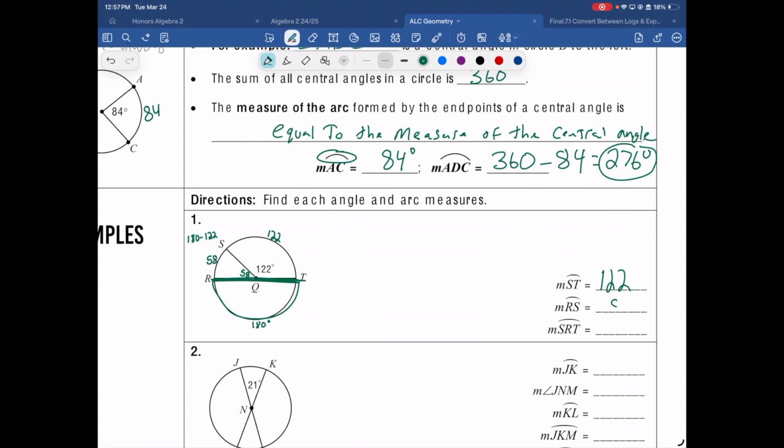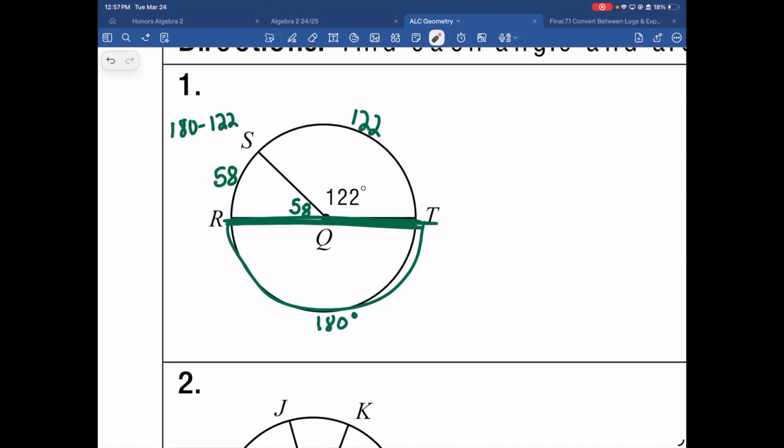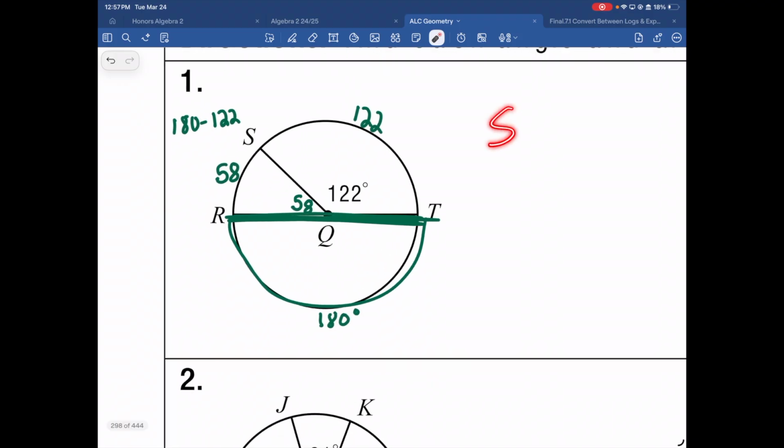RS is 58. SRT. So here's S, and this is where these get a little confusing, and that's why I like to do these. It's SRT is what we're looking for. So how I determine what SRT is, I put my pencil on S. The next letter that I get to has to be R. If I go this way, I hit T first. I can't do that. I have to hit R first. So there's R, and there's T.